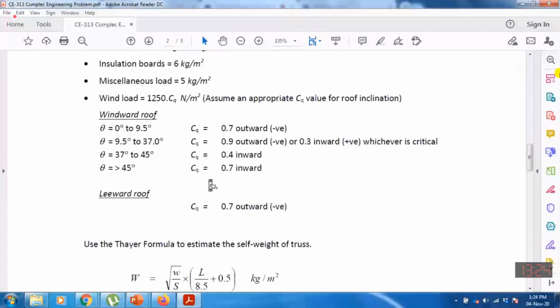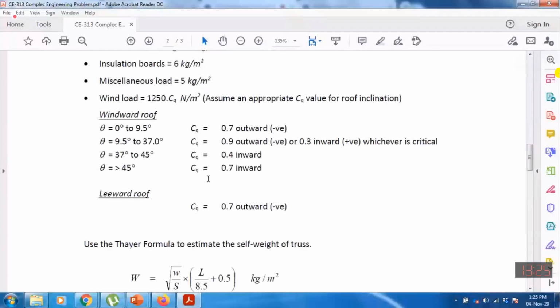You will compute panel dead load separately, panel wind load separately, panel leeward wind load separately, and snow load, which is the live load, separately, by considering interior truss.